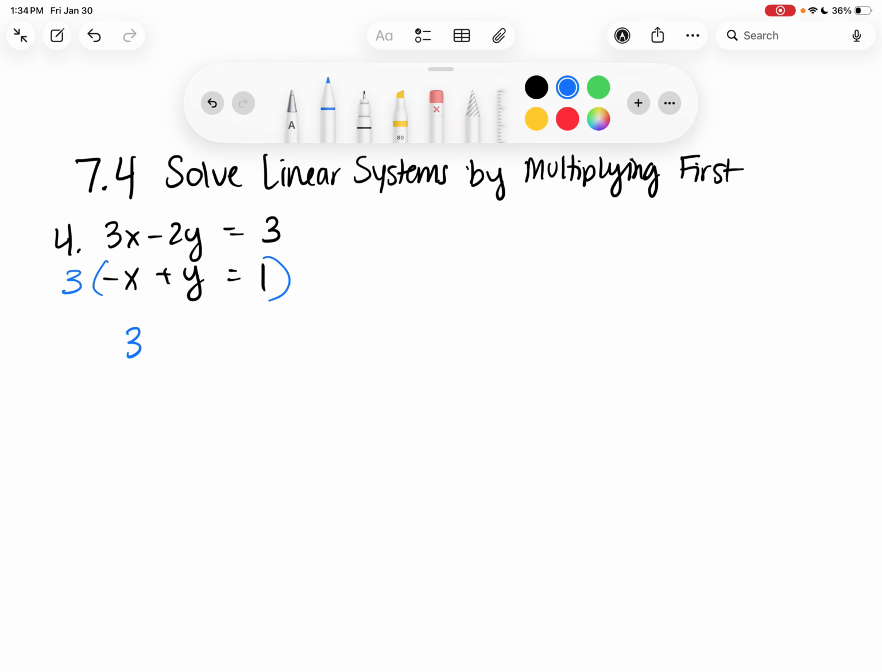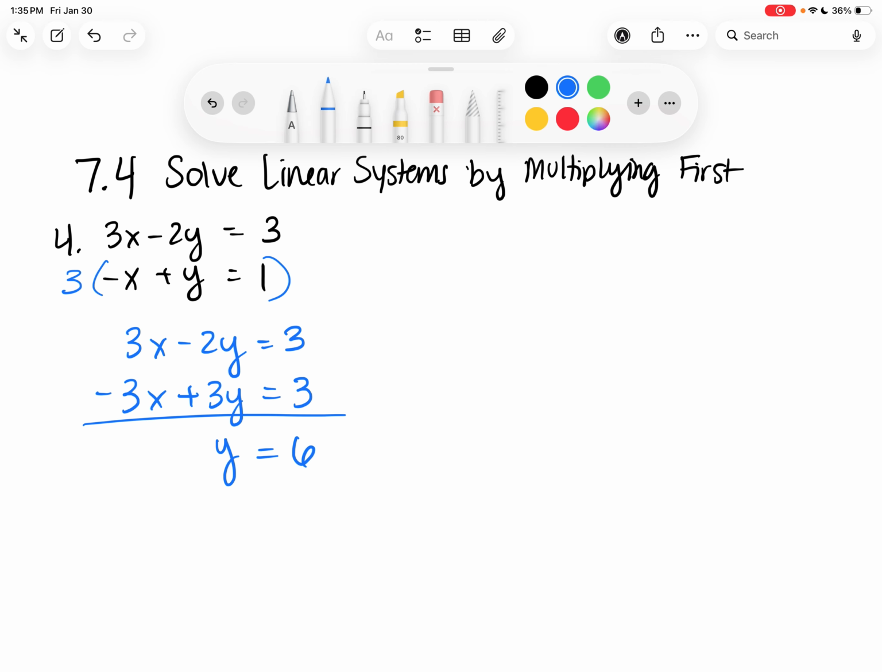So copy the first one down. We have 3x minus 2y equals 3. And then distributing this 3 through everything, I have negative 3x plus 3y equals 3. 3x's cancel. Negative 2y plus 3y is y is equal to 3 plus 3 is 6.